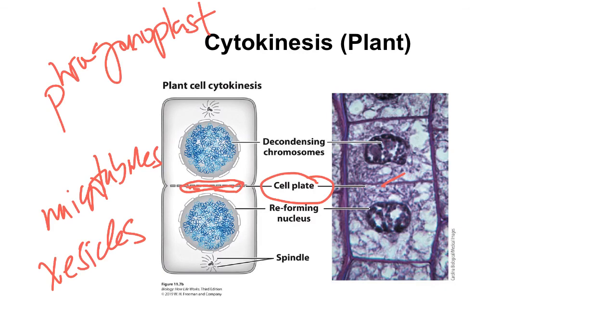And this cell plate in the middle of the dividing cell, once it is large enough, fuses with the original cell wall at the perimeter of the cell, and that completes the process of cytokinesis in plants.